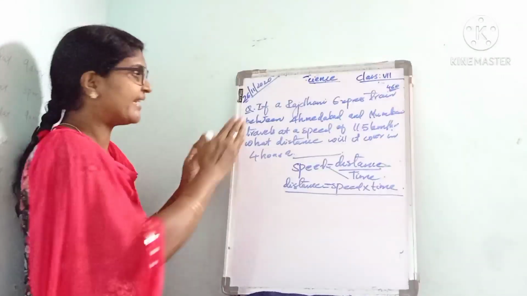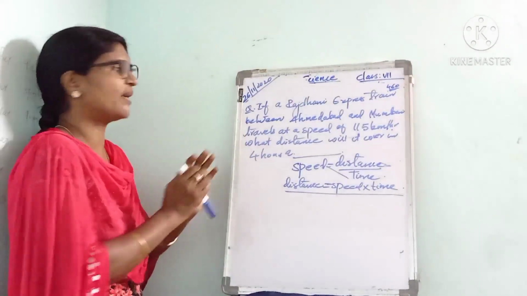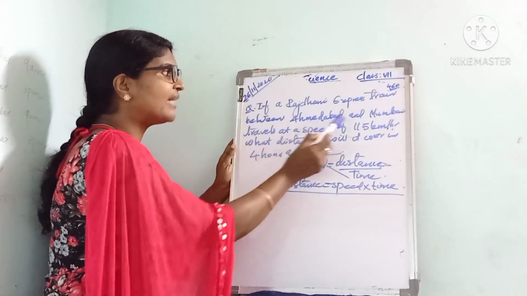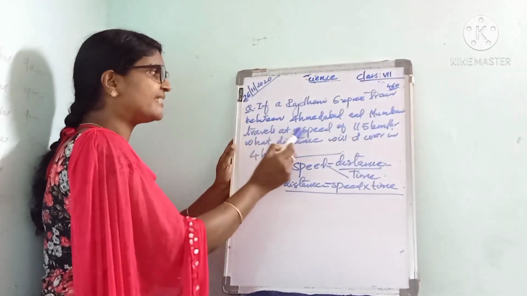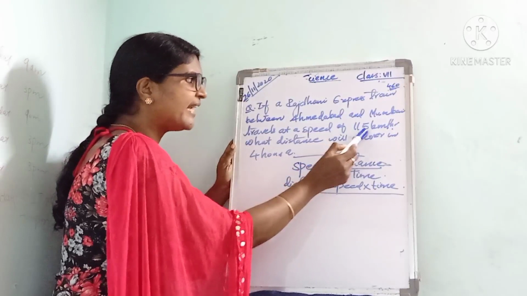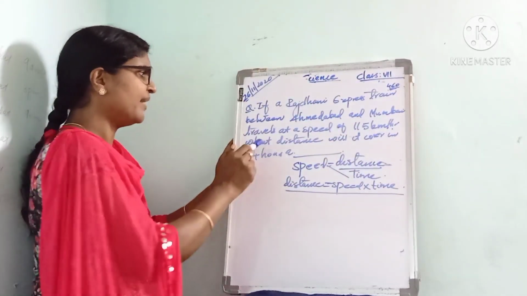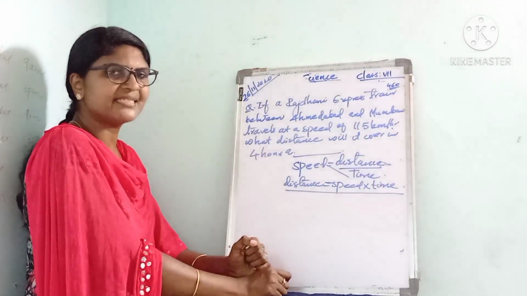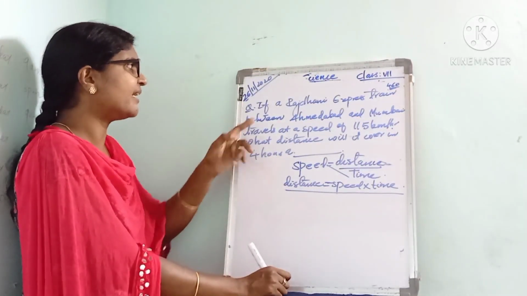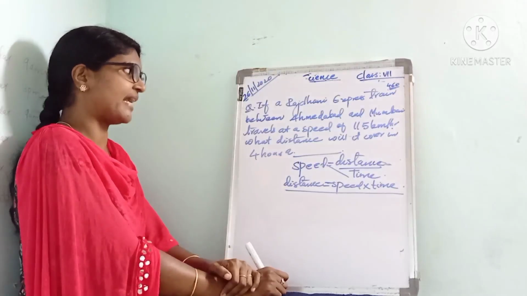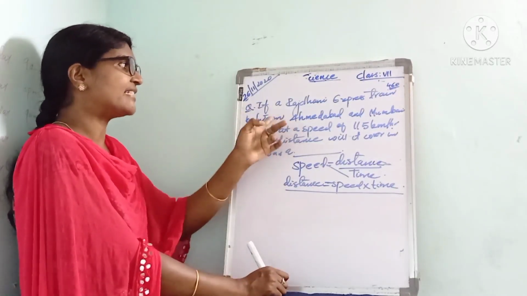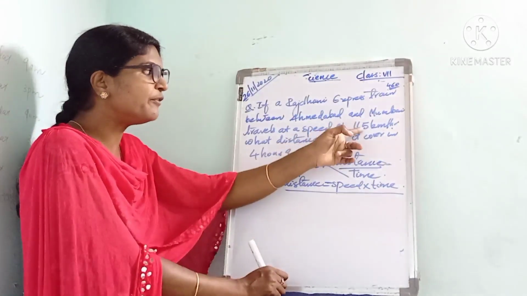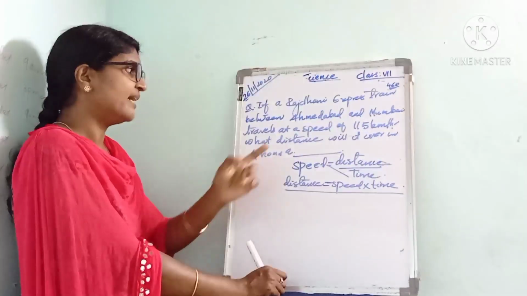Okay, for example, we can consider another numerical. If a Rajdhani Express train between Ahmedabad and Mumbai travels at a speed of 115 km per hour, then what distance will it cover in 4 hours? That is the question. The Rajdhani Express travels between Ahmedabad and Mumbai with a speed of 115 km per hour.